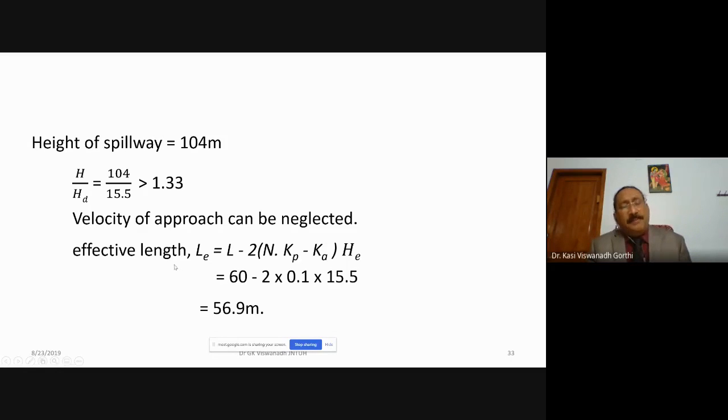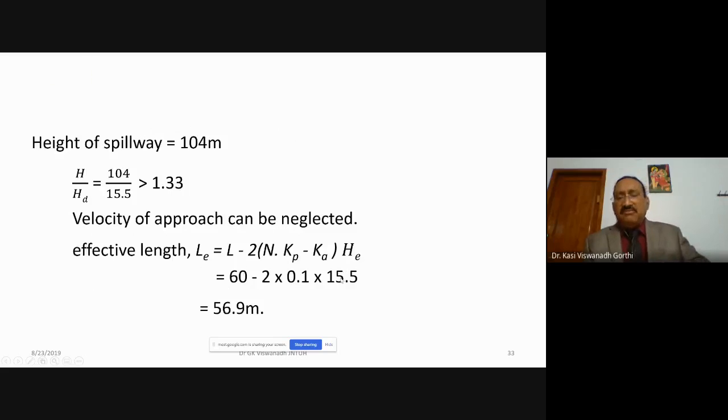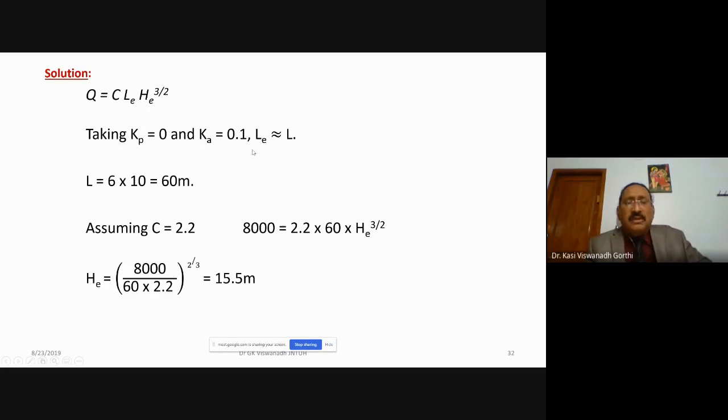Correspondingly, the effective length of the crest, Le, would be equal to L - 2N(Kp - Ka) He. So substituting these values, in the first trial, the value of He is how much? You got 15.5. So take that 15.5. We know it has been based only on certain assumptions, like Le is equal to L. So in the first trial, we made the assumption Le is equal to L. Accordingly, you got the value of He to be 15.5 meters. Substituting that value of 15.5 meters, you get the effective length as 56.9 meters. Earlier, we assumed that the effective length is equal to the total length of the crest, 60 meters. Now arrive at the new value of He.